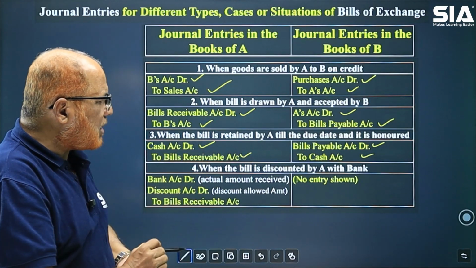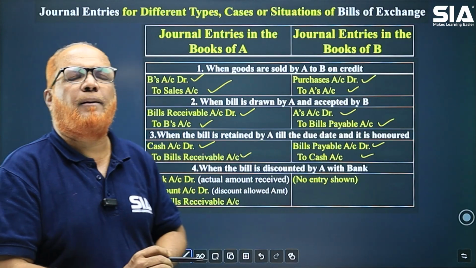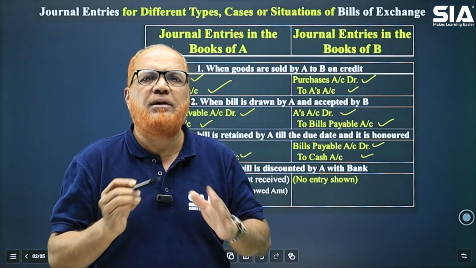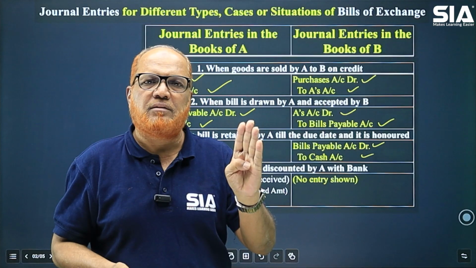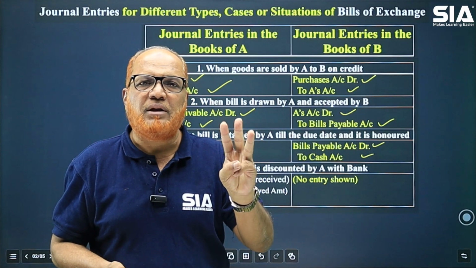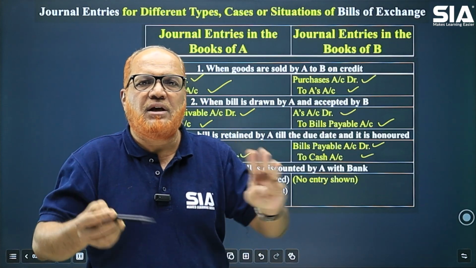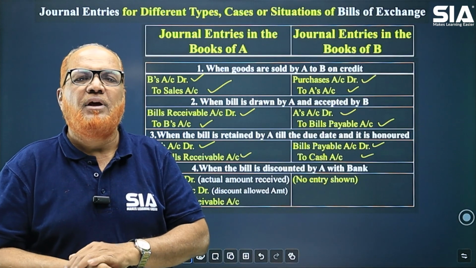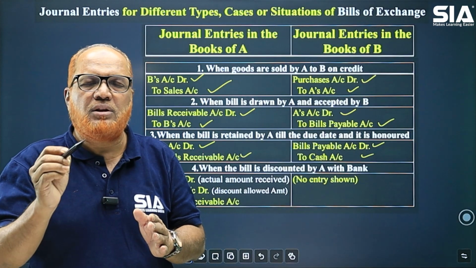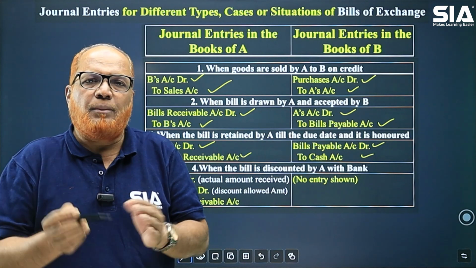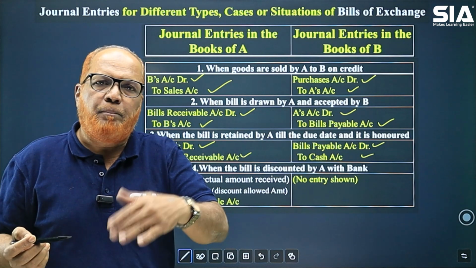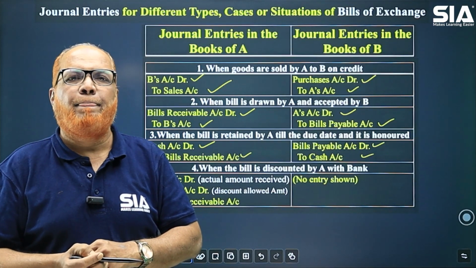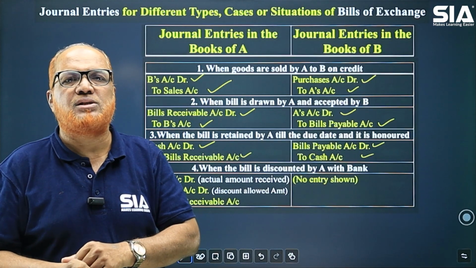Now, when the bill is discounted by A with the bank, sometimes what will happen? A is in need of money immediately. He is having the acceptance, but the duration of the bill is 3 months. Only after 3 months B will pay the amount, but A is in need of money. In that case, he can discount the bill with the banker. The banker will take the bill and pay the amount immediately, but the banker will not do it freely. The banker will take discounting charges.